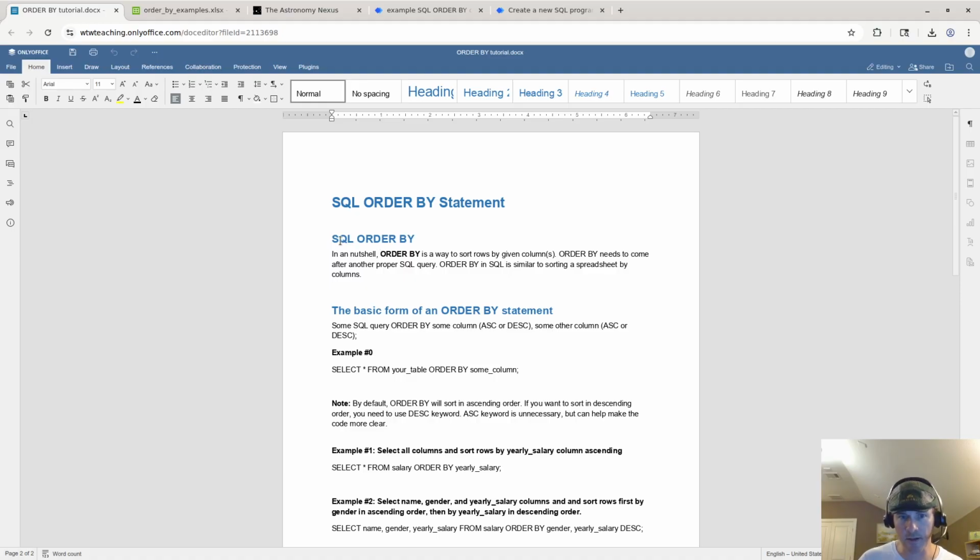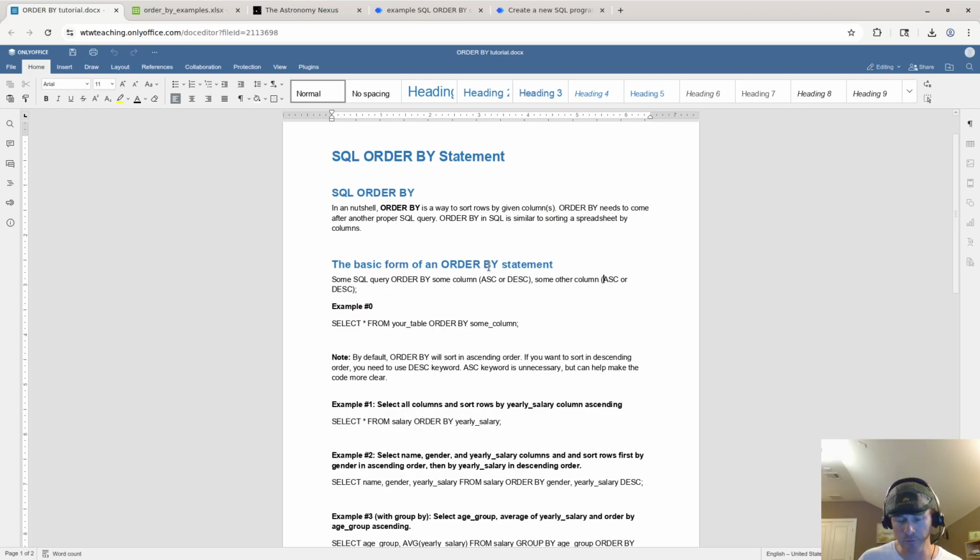So first, what is the order by statement? It's basically a way to sort rows by given columns, and it needs to come after another proper SQL query. Order by in SQL is similar to sorting in a spreadsheet. The basic syntax is some SQL query, order by some column. This means ascending or descending. I'm going to show you several examples in this video, and hopefully you can get some practice with this.